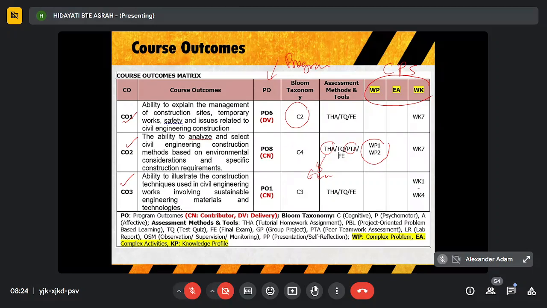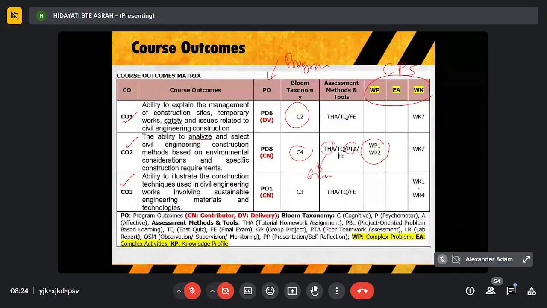PTA is the peer teamwork assessment. Sometimes I will monitor each student in order to give you marks. And then the final exam, FE. The level of assessment for CO2 is C4. C4 involves analysis of the building structure, so this is a higher level of Bloom's taxonomy.